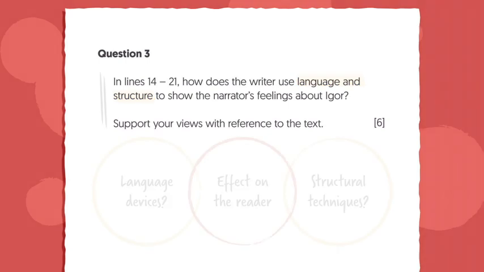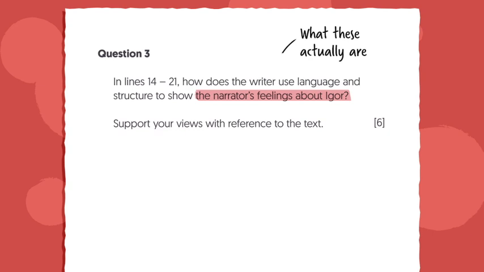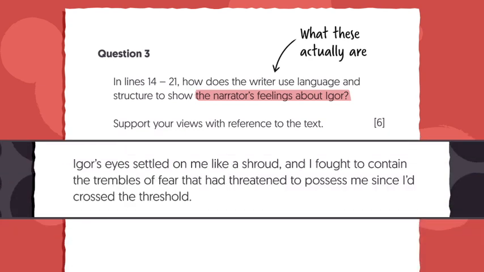To answer this question properly and make your response clear, you first need to think about what the main thoughts and feelings being shown by the narrator actually are. For example, if the text says, "Igor's eyes settled on me like a shroud, and I fought to contain the trembles of fear that had threatened to possess me since I'd crossed the threshold." Well, it's pretty obvious that the narrator feels frightened, so that should be part of your answer.